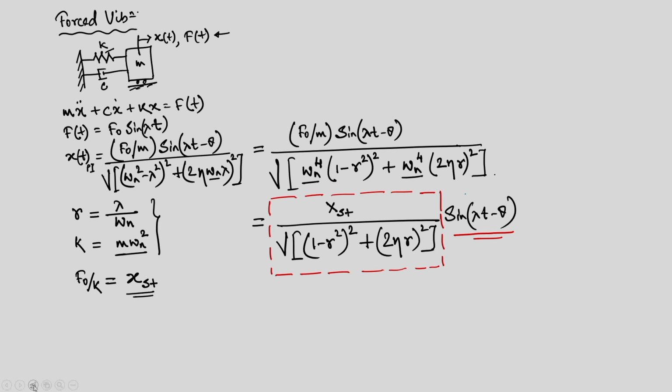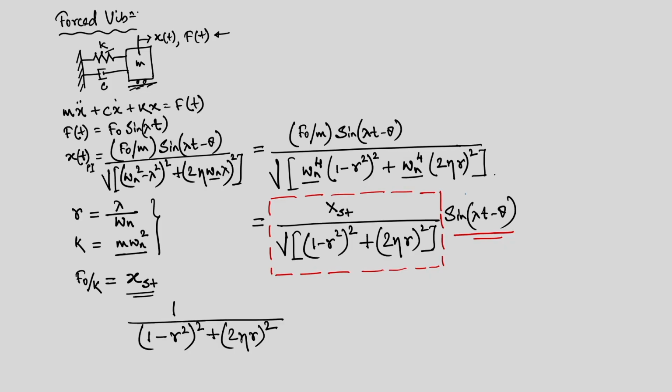Now, if you further look into this expression, then what you can notice is that there is a term 1 by 1 minus r square whole square plus twice eta r whole square. Now, r is a non-dimensional number. Also, eta, it is the ratio of the damping to the critical damping. We call it critical damping ratio. So, this is also dimensionless. So, this quantity what we have is actually a dimensionless quantity, and this is what we call DMF.